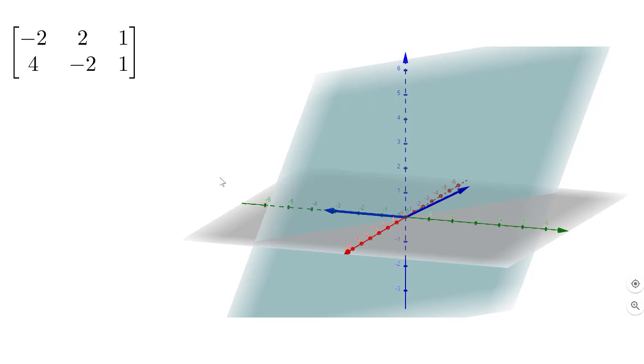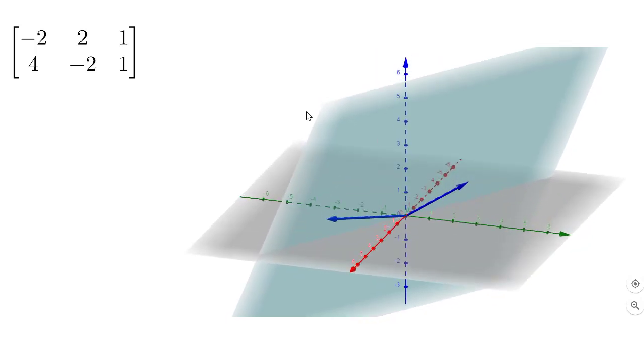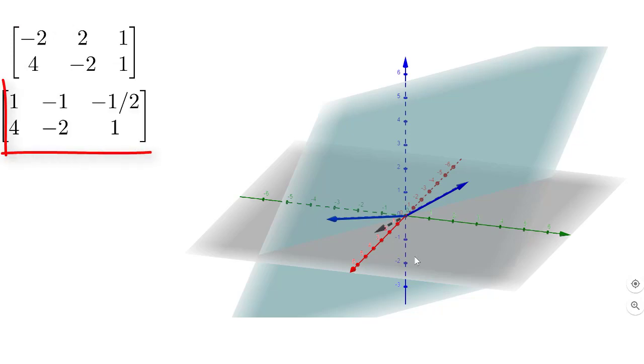What is even more interesting is that throughout the entire process of row reduction, the rows of those matrices will lie in the same plane. Let's take a look at the first step. To start the row reduction process, we might want to divide the first row of matrix A by -2. And here is the result of this division.